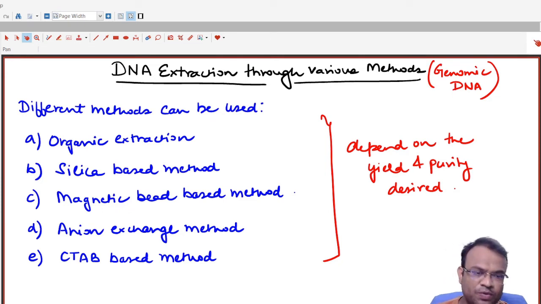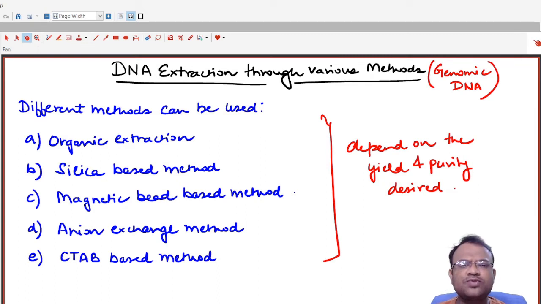So today what we are going to start with is a very important and a very requested topic. The topic that we are going to deal with today is DNA extraction through various methods. There are different types of methods which can be used for the purpose of DNA extraction. We would be talking about that also.